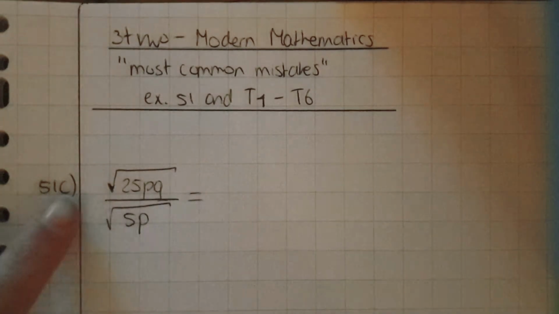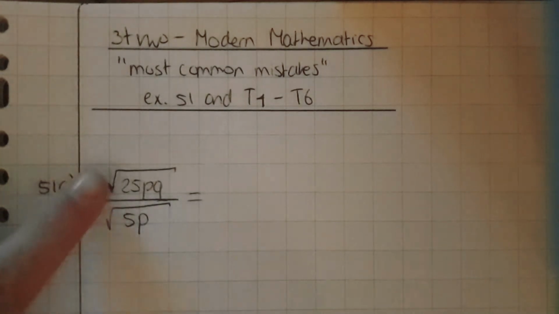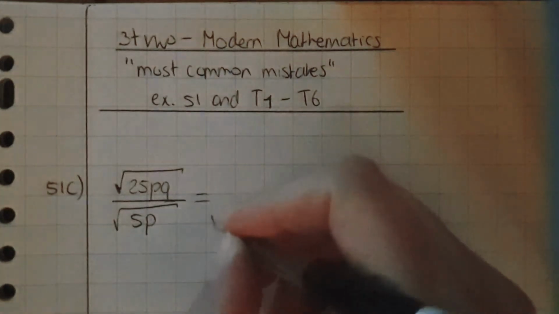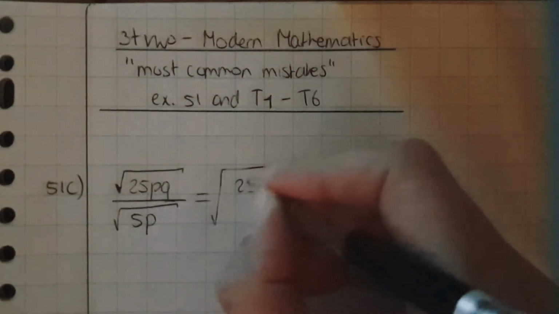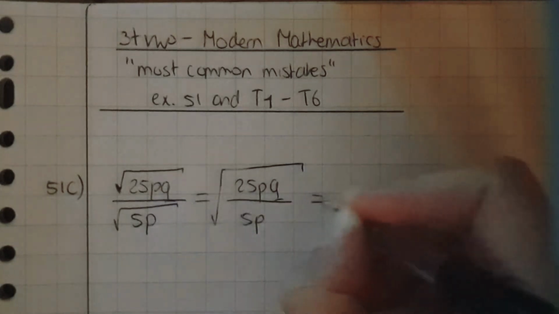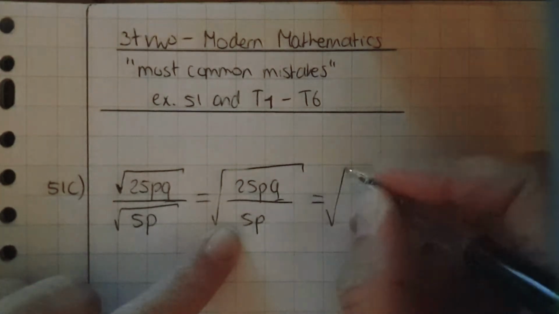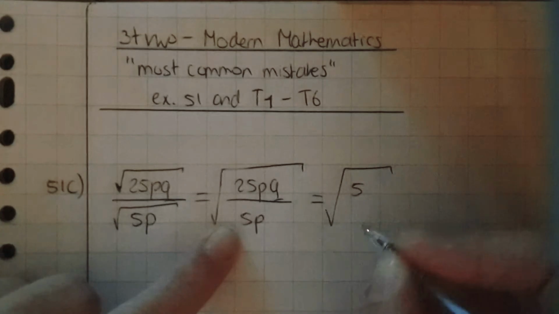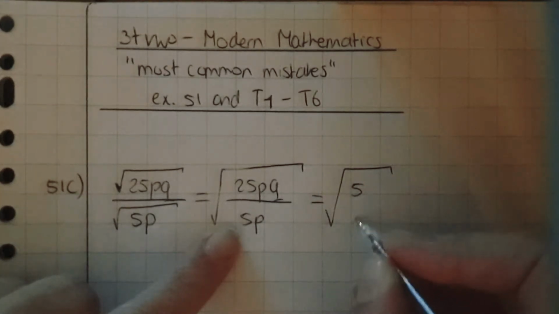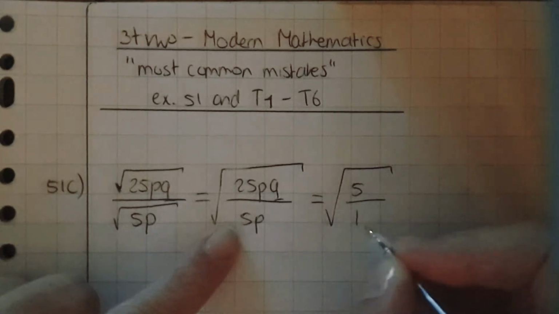51c. This is the square root of 25pq divided by the square root of 5p. What you need to do is, when both are square roots, you can make one big square root of it. So it's 25pq divided by 5p. And now you can just divide them by each other. So 25 divided by 5 is 5. So again, a big square root. So leftover is 5. Over here the leftover is 1, but you don't have to write that down. If you want to, you can. Let me just do it.